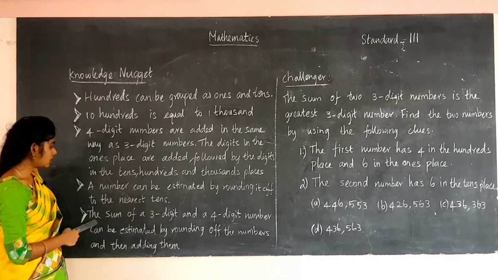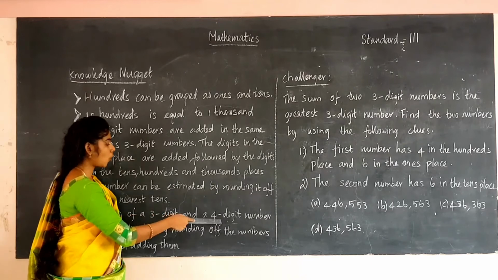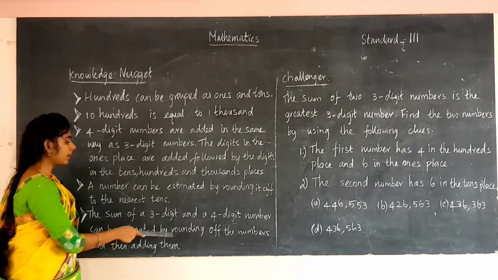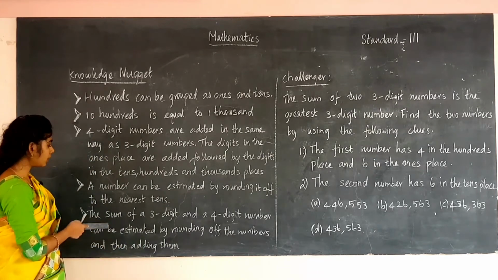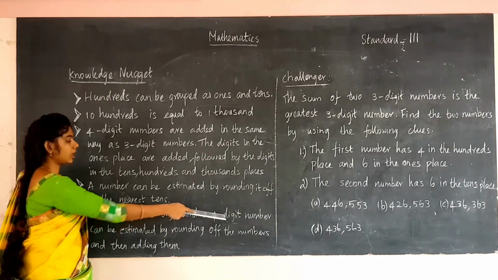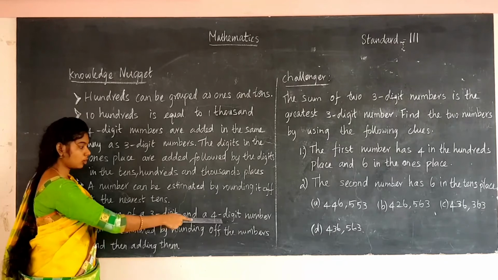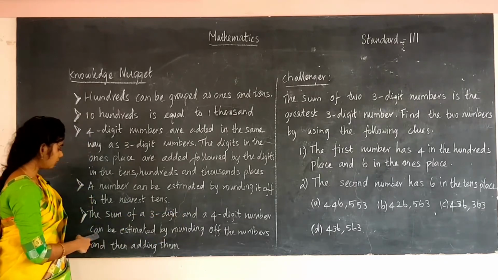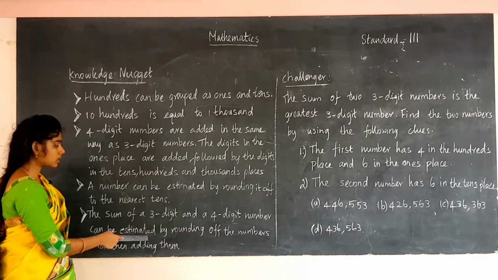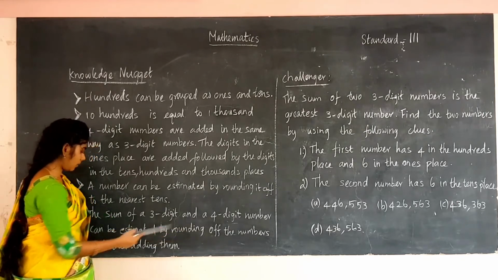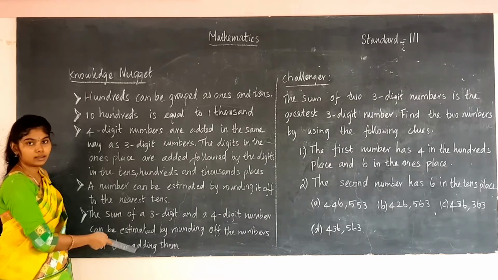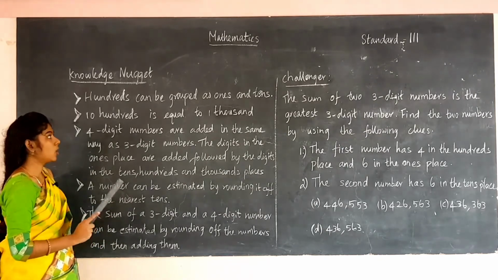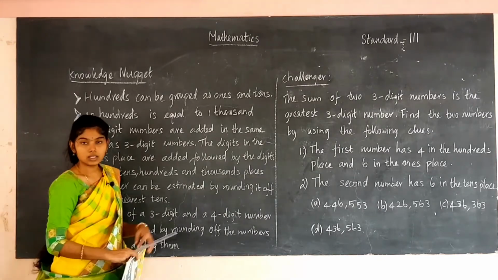The last one is: the sum of a 3-digit and 4-digit number can be estimated by rounding off the numbers and then adding them. Here what is given? The sum of a 3-digit and a 4-digit number. A 3-digit and a 4-digit number is added. For that we can estimate. How can it be estimated? First we have to round off the number. After rounding off we have to add those numbers. You know how to round off, and then we have to add those two numbers. So this is the thing that we have learnt in this chapter.